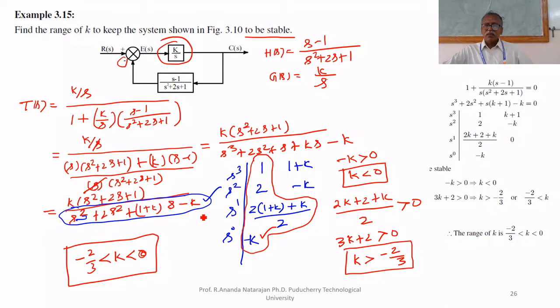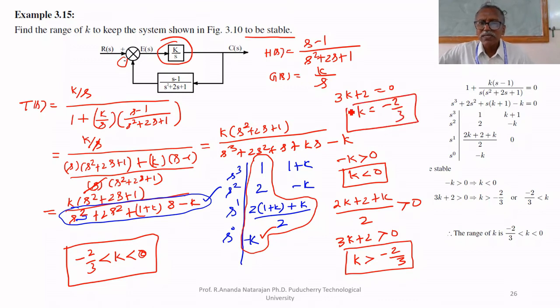To make S power 1 equal to 0, what will you get? If you equate 3K plus 2 equal to 0, that means K equal to minus 2 by 3. So for K equal to minus 2 by 3, it will exhibit sustained oscillation.